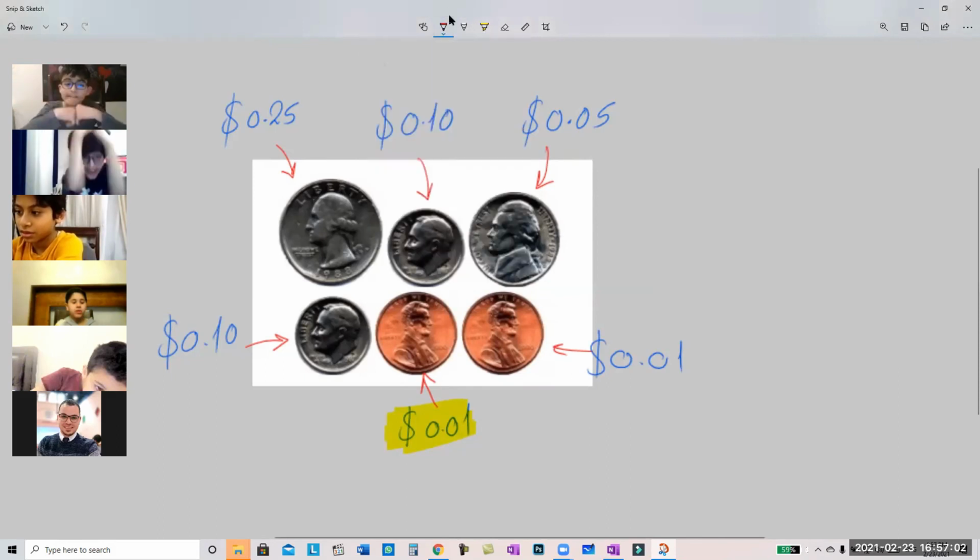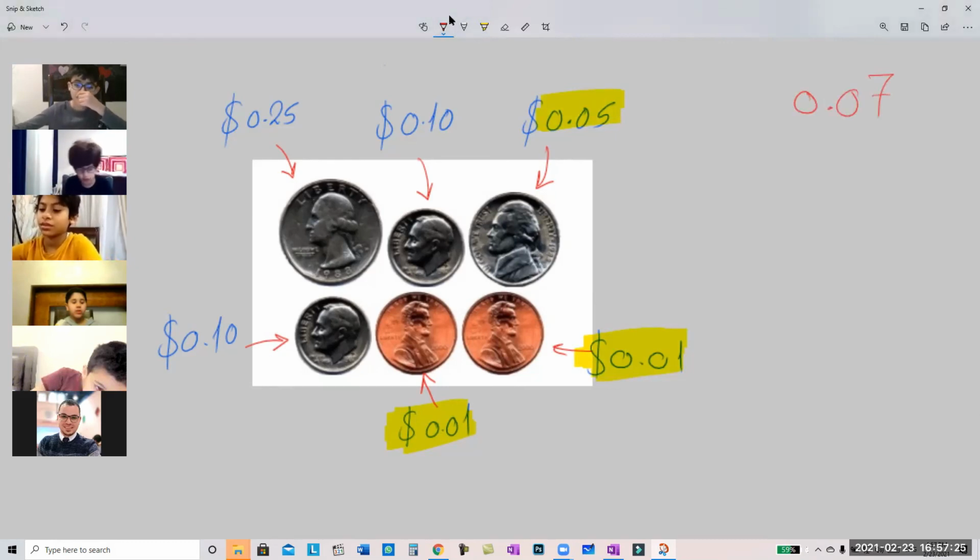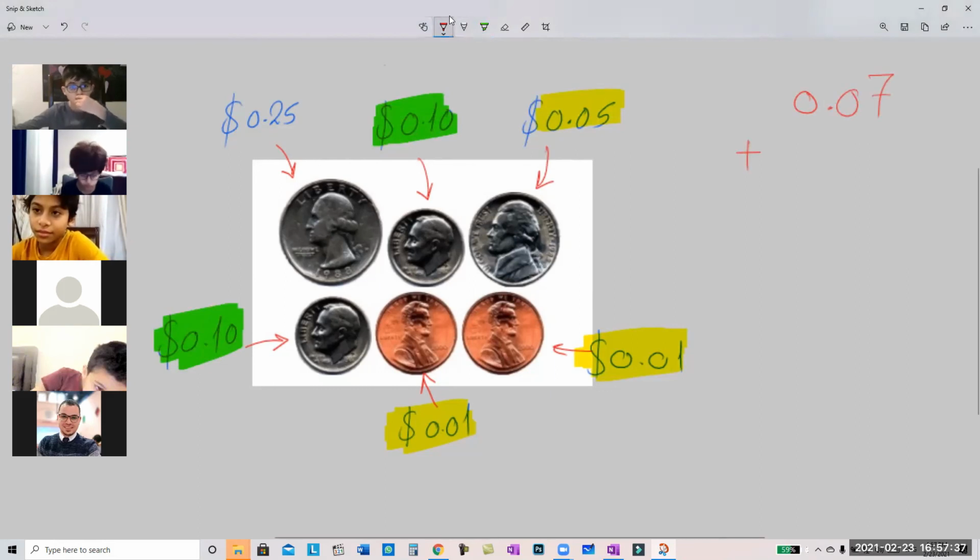Okay, so let's write it here. How can we add them together? Let's add the small numbers together. So 0.01 plus 0.01 plus 0.05. 0.01 plus 0.01 equals 0.02, plus 0.05 equals 0.07. Okay, let's write it here, 0.07. Okay, Hussein Al-Jarraj, excellent, Hussein. Great job. And then we're going to add this together. 0.10 plus 0.10 equals 0.20, right? And the last one, 0.25.